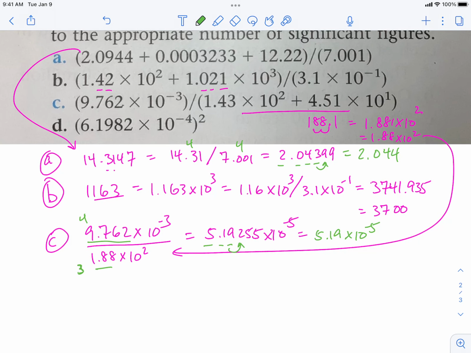All right, for letter D, our last one here, we just are squaring this value. And so in essence, what we're doing is we're multiplying this by itself. So we're just going to follow our multiplication rules. So quantity 6.1982 times 10 to the minus 4, and we're going to square that. So the calculator is giving me, for D, 3.841768 and a whole bunch more times 10 to the minus 7.